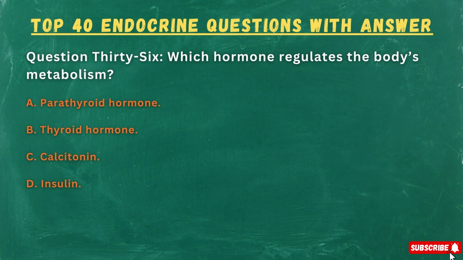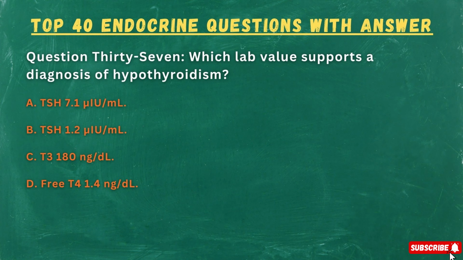Question 36. Which hormone regulates the body's metabolism? A. Parathyroid hormone. B. Thyroid hormone. C. Calcitonin. D. Insulin. Answer: B. Thyroid hormone.